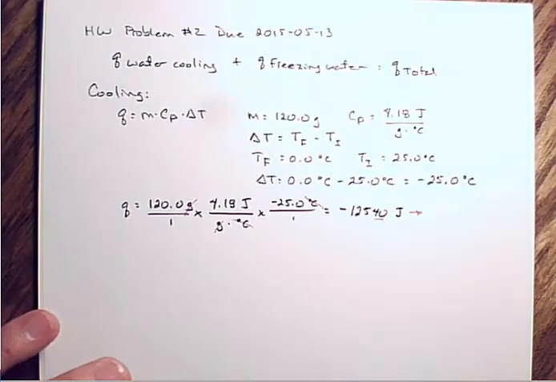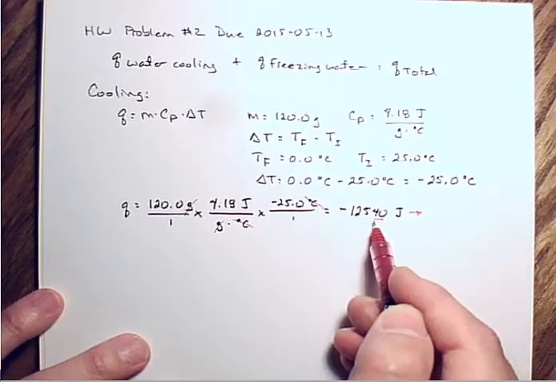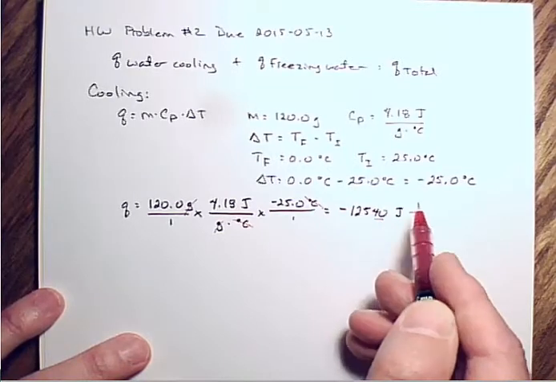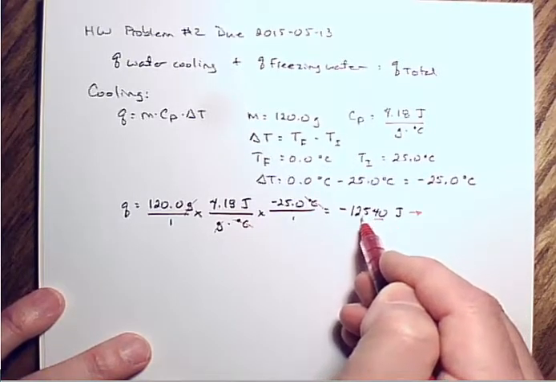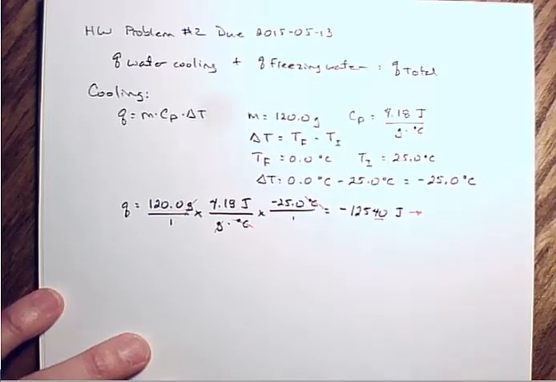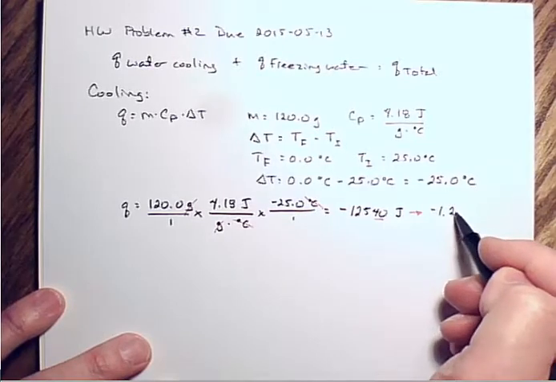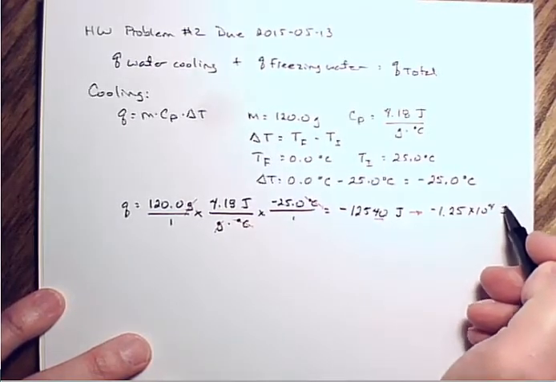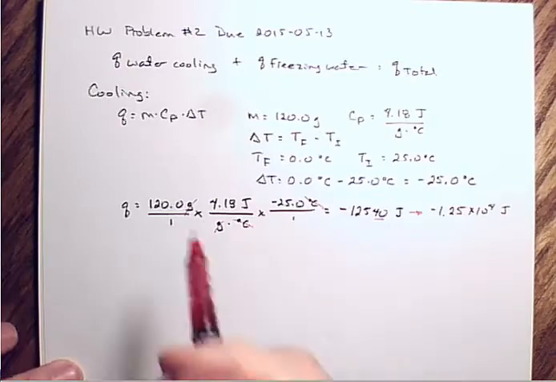But whenever you're rounding off, if you have to round off a number in the ones place, you need to make sure you do so by writing your answer in scientific notation. We're moving the decimal place 1, 2, 3, 4 places to the left. So our answer is going to be a negative 1.25 times 10 to the 4th joules. Okay, at least that part of the answer. That's just the first part of the problem.